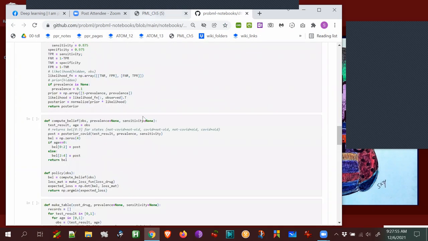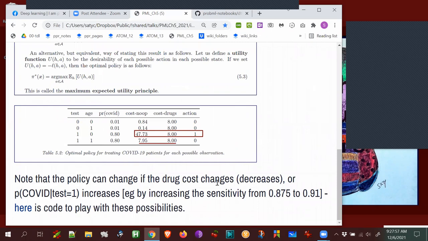So then if you do that, what will happen? If you change the value to something different, for example, you can even make the sensitivity for true positives go up. Now the test is much more sensitive. Or you can make the drug cost be lower. Like, say you make the drug cost be $5 right now, then they'll all become 5. So then the 7.95 is more than 5, meaning even for an old person, the cost of doing nothing is too much. So you give the old person drugs as well.